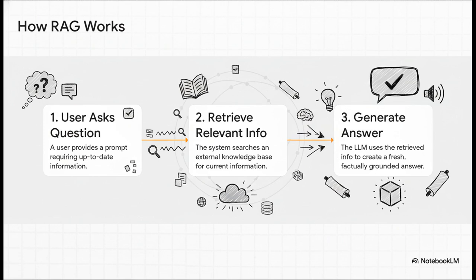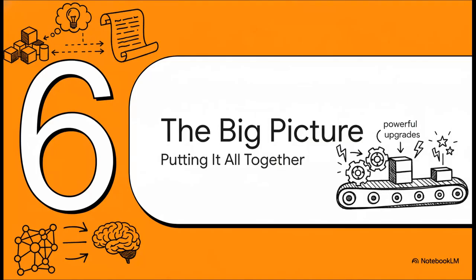When you ask a question about something recent, the system first does a quick search on an up-to-date source, like the internet. It then grabs the relevant bits of info and hands them to the AI along with your original question. It's basically giving the AI an open book test, letting it base its answer on fresh, real-time facts. Pretty smart, right? And there you have it.